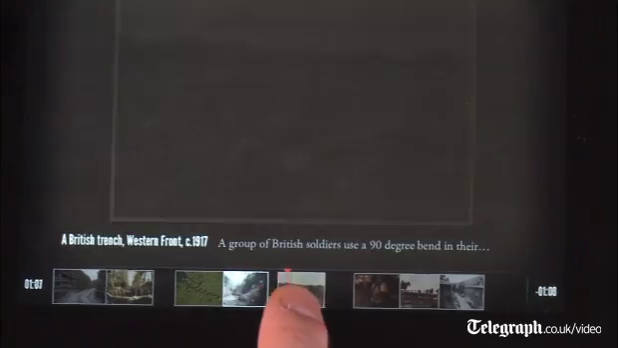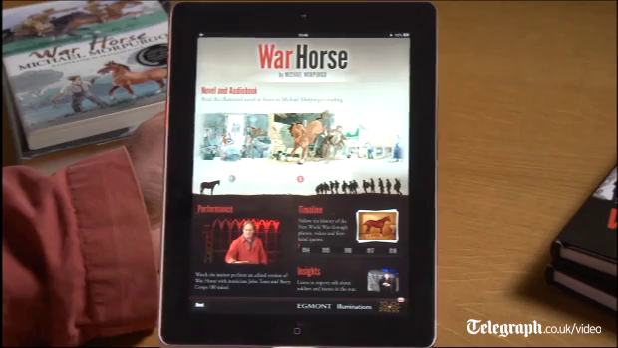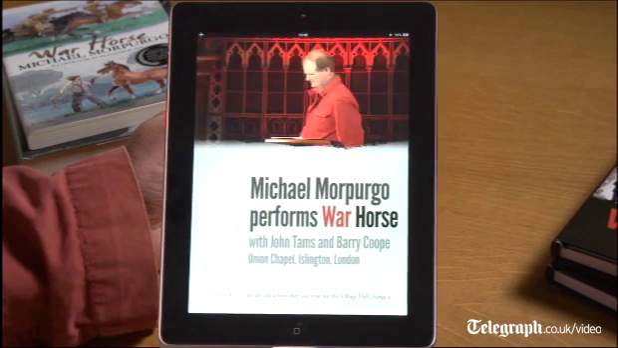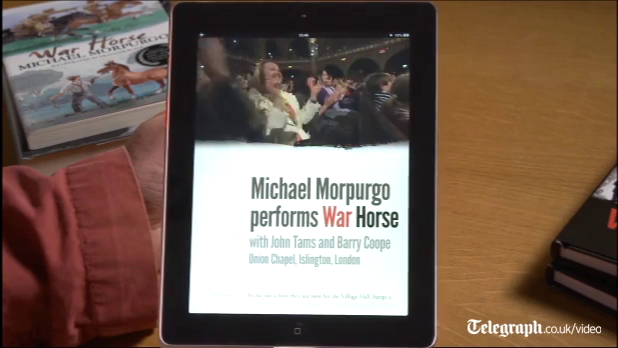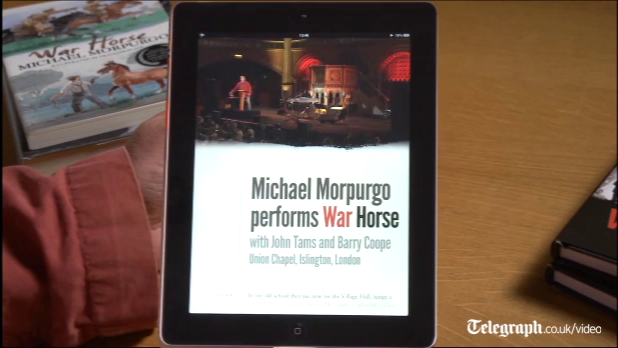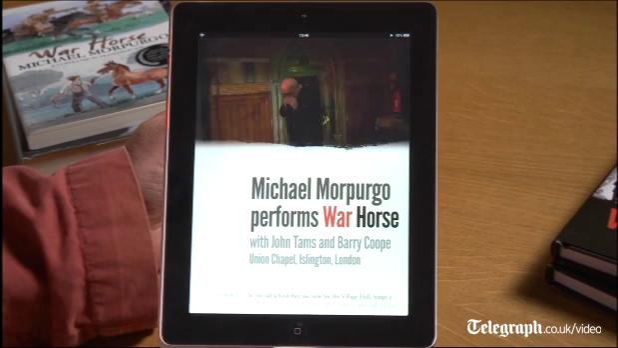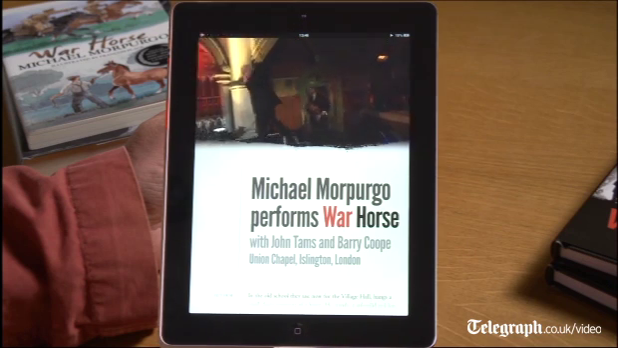But in fact, there's something else. There's a performance of the story. This is my personal take, if you like, on my story. But I'm not alone, because I have these 2 wonderful singers, John Tams and Barry Coope, on stage.